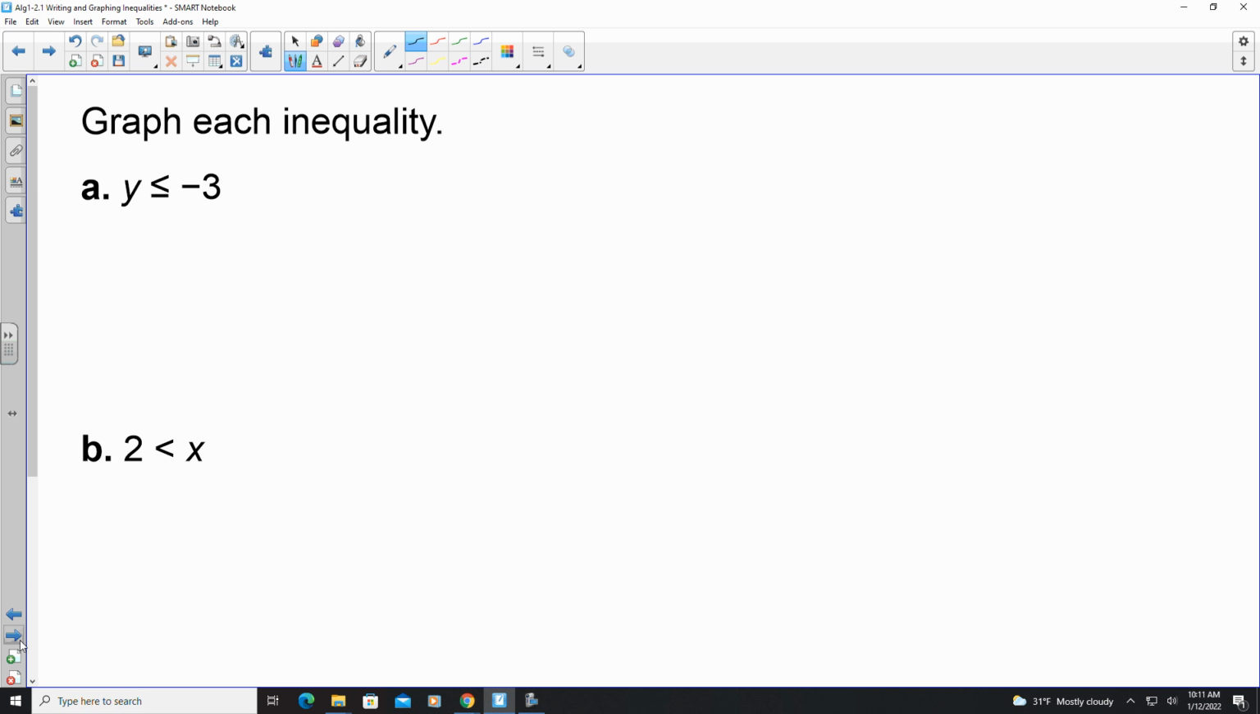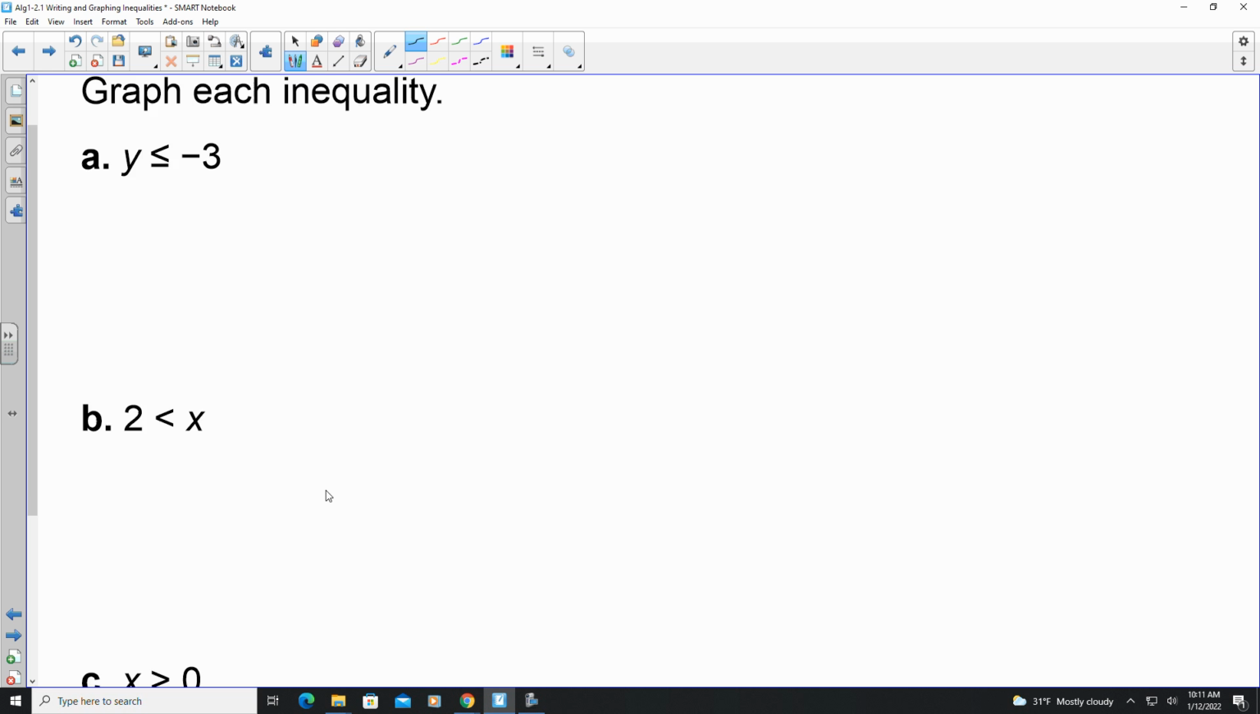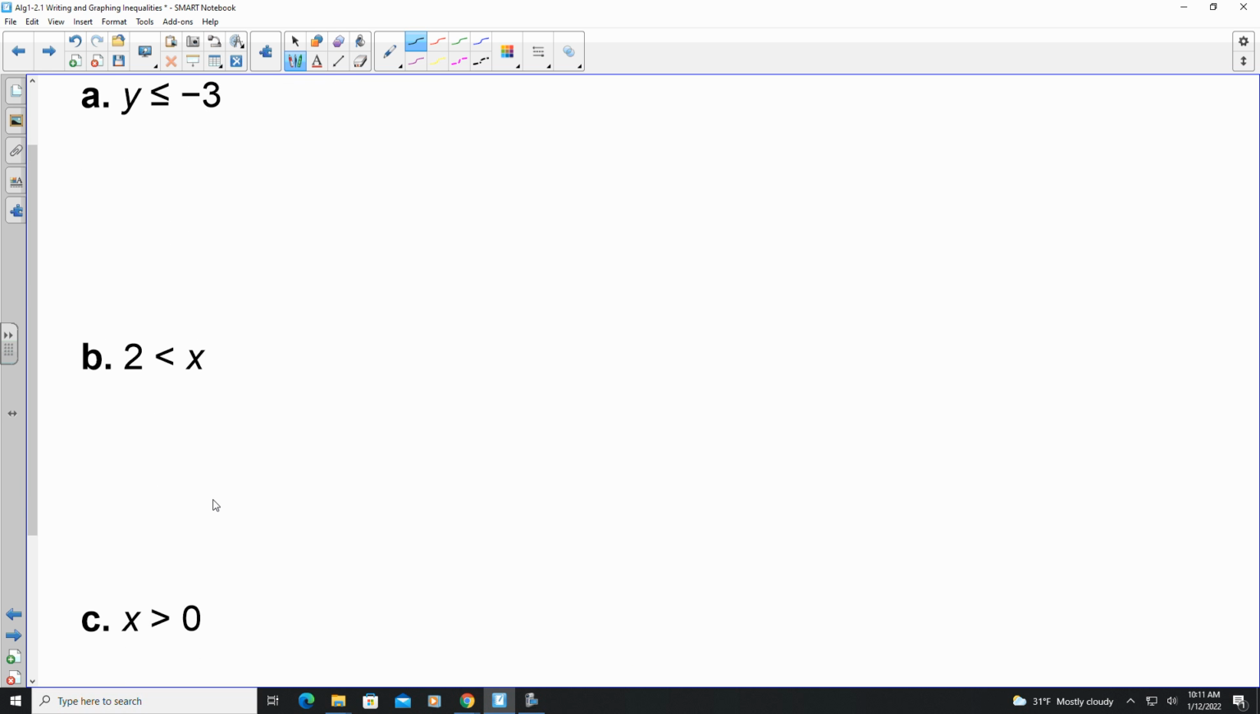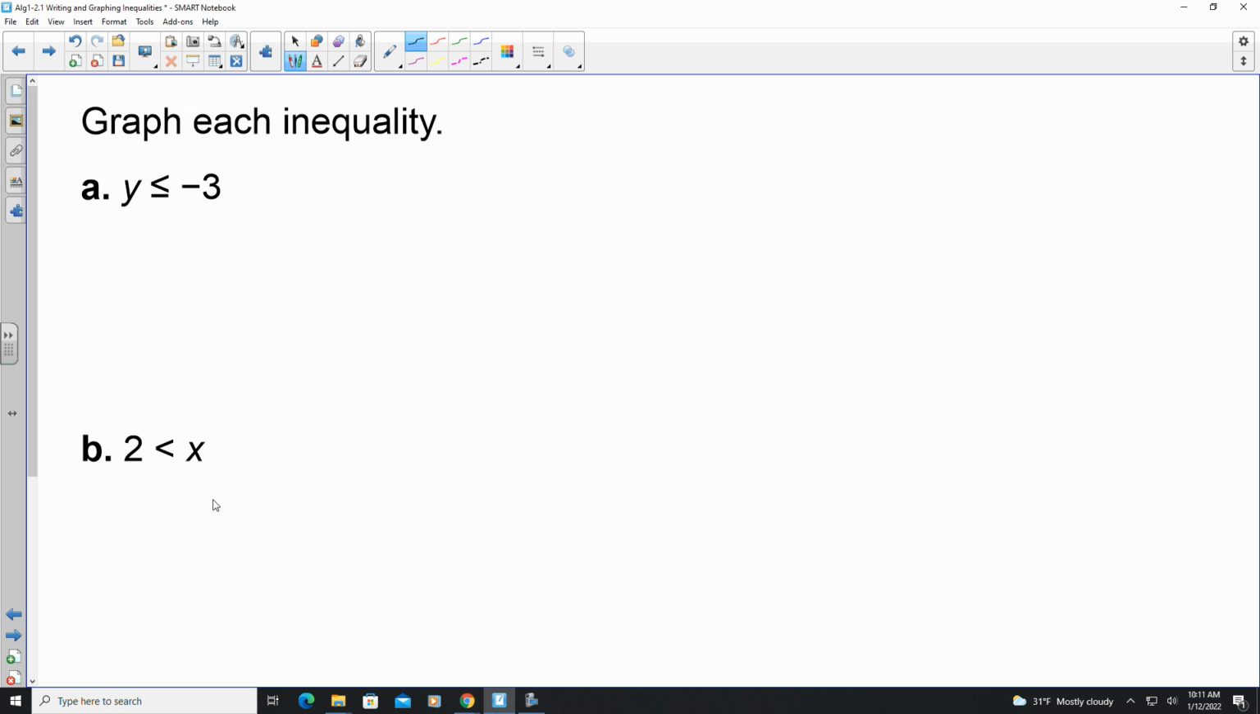All right, so now they're asking you to graph an inequality. When you are graphing an inequality with one variable, like here where you have one variable y, one variable x, one variable x, it is going to be on a number line. My advice to you is this: whatever problem you are given, make sure that your variable is on the left-hand side of the inequality.